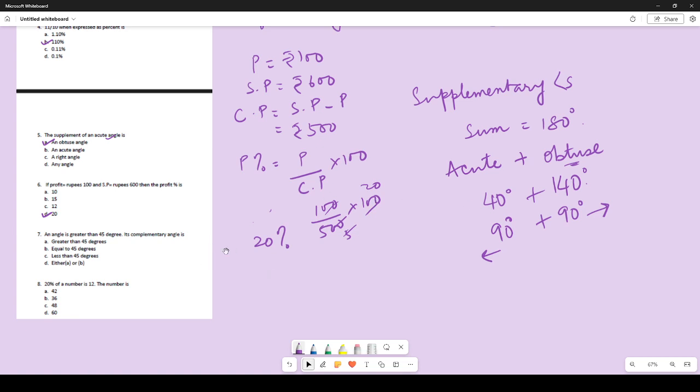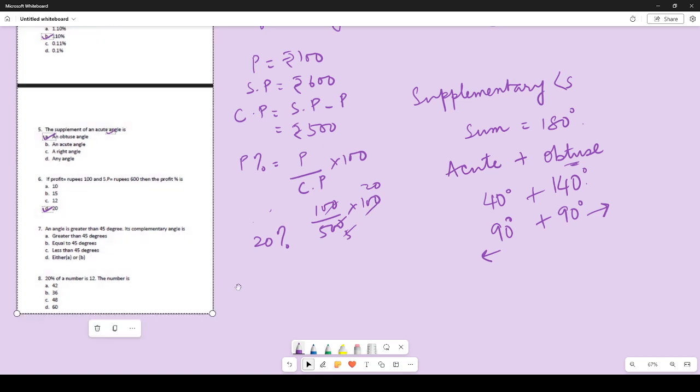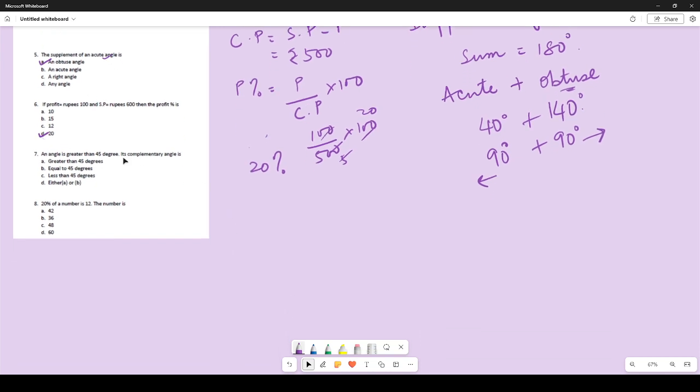Now let us move on to the next question, where it says an angle is greater than 45 degrees. Now its complementary angle will be what? Now if you remember correctly, how do we write the complementary angles? What is the sum of complementary angles? So for complementary angles, the sum is equal to 90 degrees.